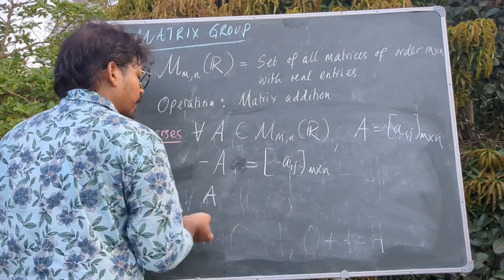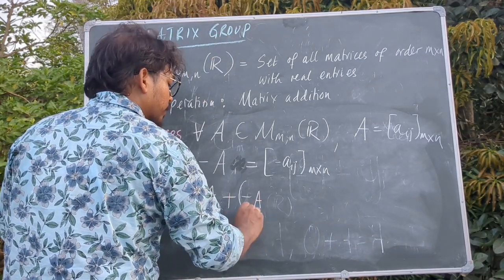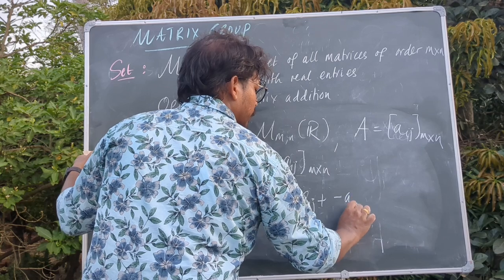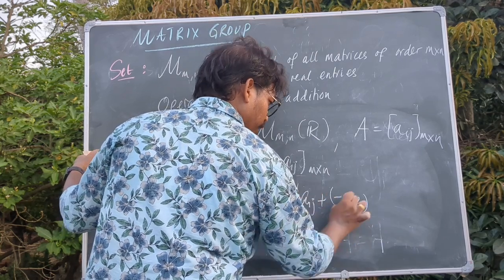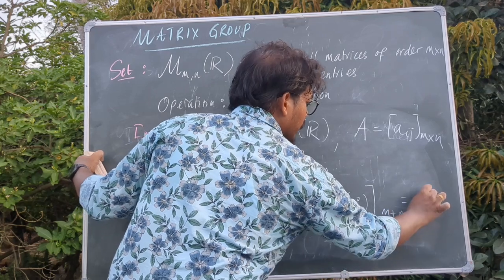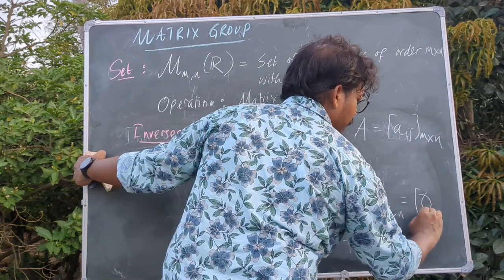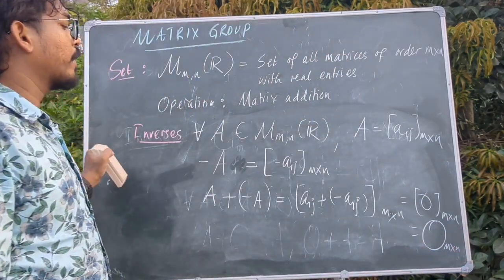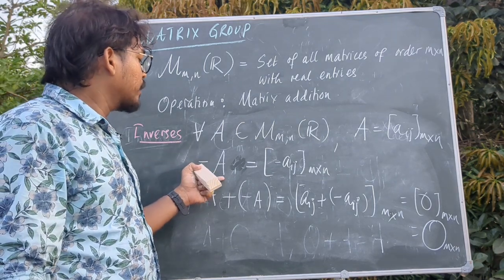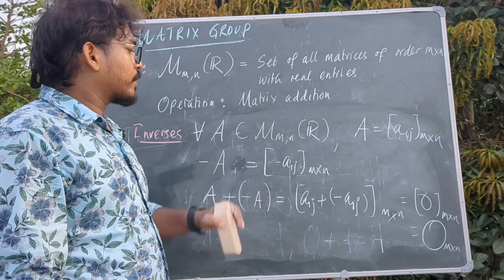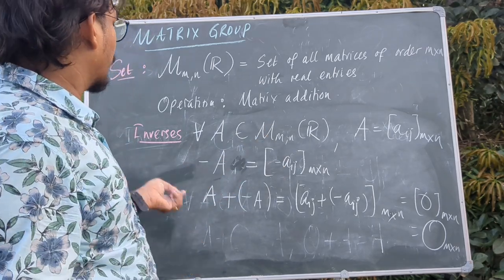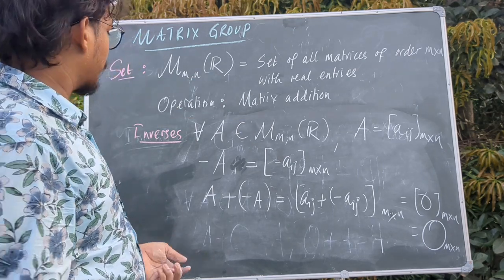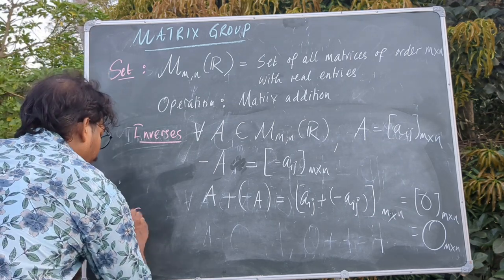When we add A with this matrix minus A, we will get Aij plus minus Aij, which is 0, the 0 matrix of order m by n. So we have an identity for every matrix in this matrix set. So we are done. This is a group under the operation matrix addition, and moreover this is a commutative group.